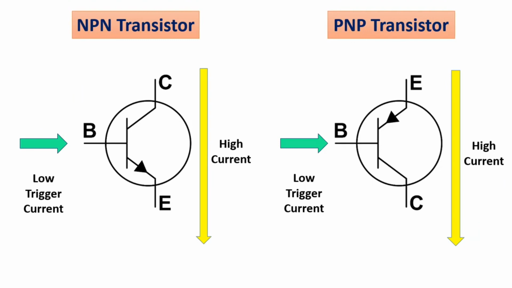NPN transistors allow electricity to pass from the collector pin to the emitter pin. They are represented in a schematic with a line for a base, a diagonal line connecting to the base, and a diagonal arrow pointing away from the base. PNP transistors allow electricity to pass from the emitter pin to the collector pin. They are represented in a schematic with a line for a base, a diagonal line connecting to the base, and a diagonal arrow pointing towards the base.